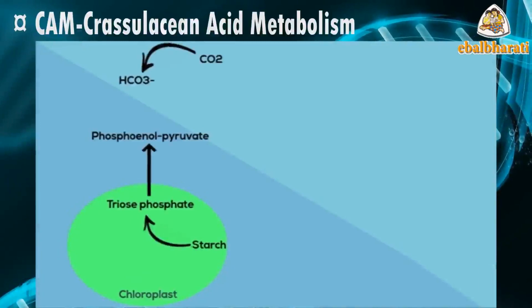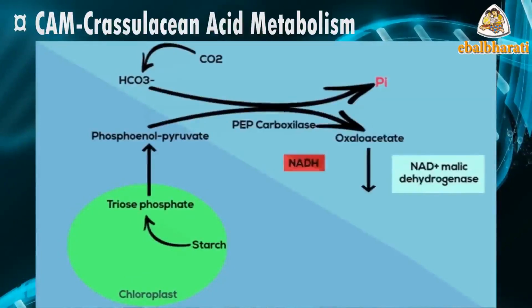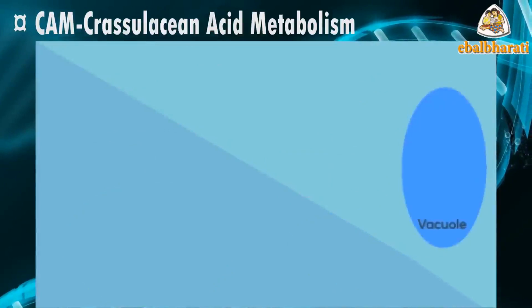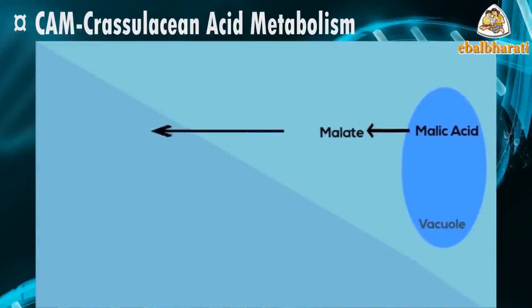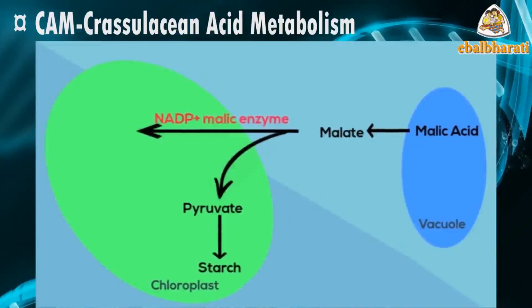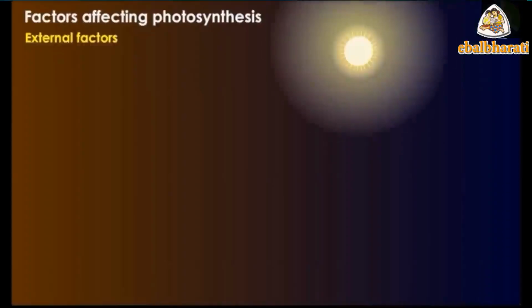CAM, Crassulacean acid metabolism. It is one more alternative pathway of carbon fixation found in desert plants. It was first reported in the family Crassulaceae, so called CAM. Figure 12.13 denotes the C4 pathway.